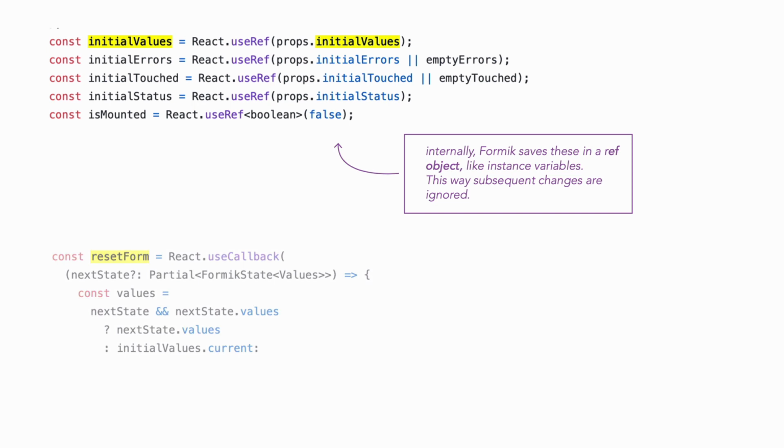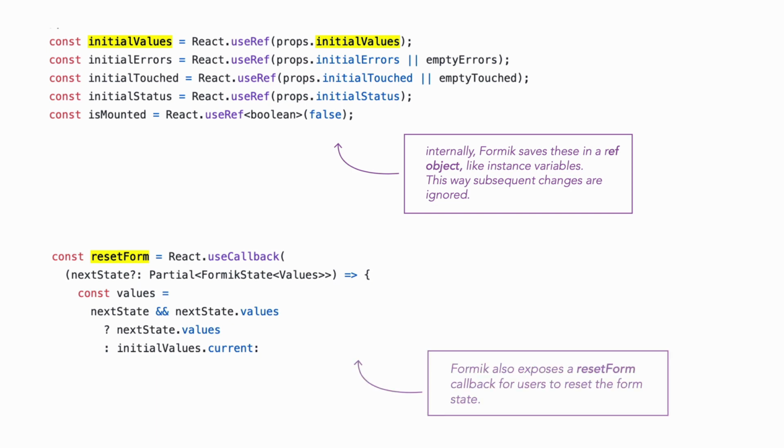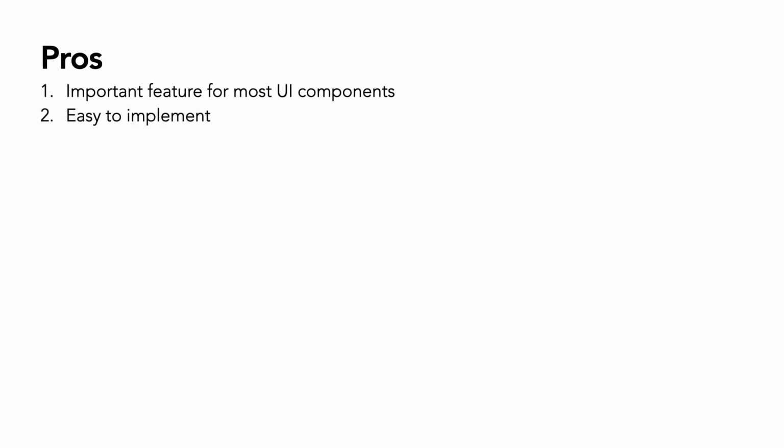Perfect. Now, Formik as well is kind enough to go ahead and expose a reset function. And that reset function is what the user calls if you want to reset the form to initial state. And that initial state could be the initial values that you passed in the beginning. Great. This is a really, really simple pattern, but it does have some very important pros. First is that the ability to set the initial state, and the ability to reset that state, is pretty much a very important feature for most UI components. And so if right out of the bat you go ahead and do this, you're going to be helping the users of your component. And secondly, this is super easy to implement, so why would you not do it?